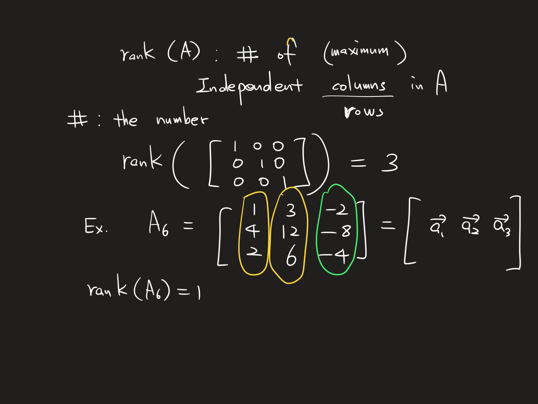And what is the column space of A6? It's just a line through the origin, but the line should include the vector 1, 4, 2.